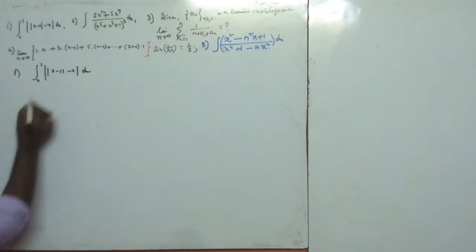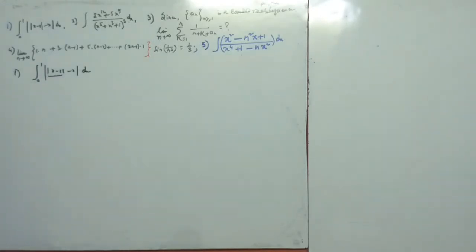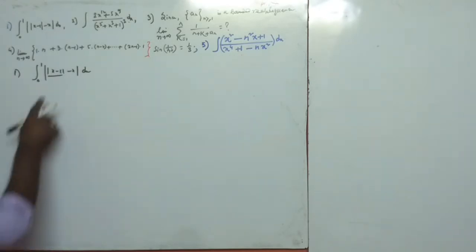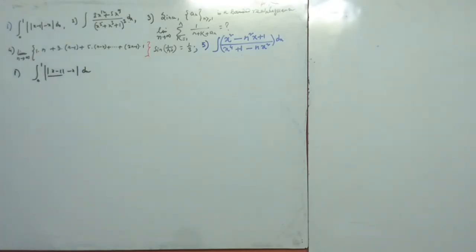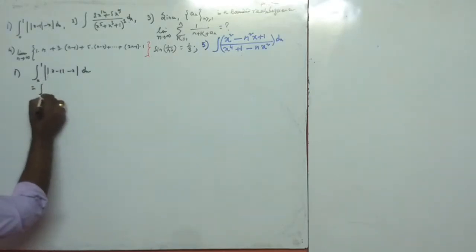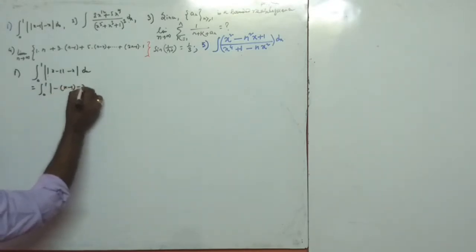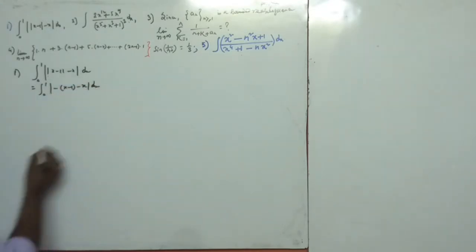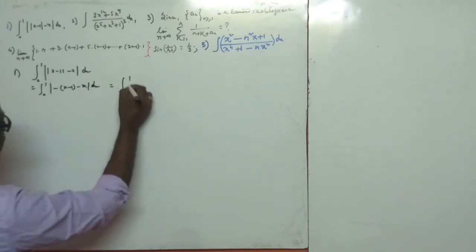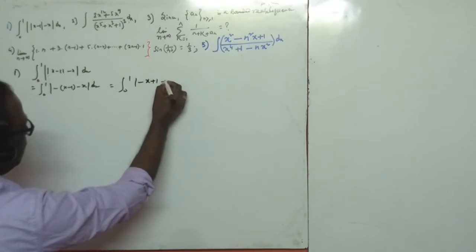We always follow the sign inside the modulus, that is x minus 1. If you take any point between 0 and 1, let us assume 0.9, and put it here, we get negative, since 0.9 minus 1 is negative. So we take the sign here as minus.